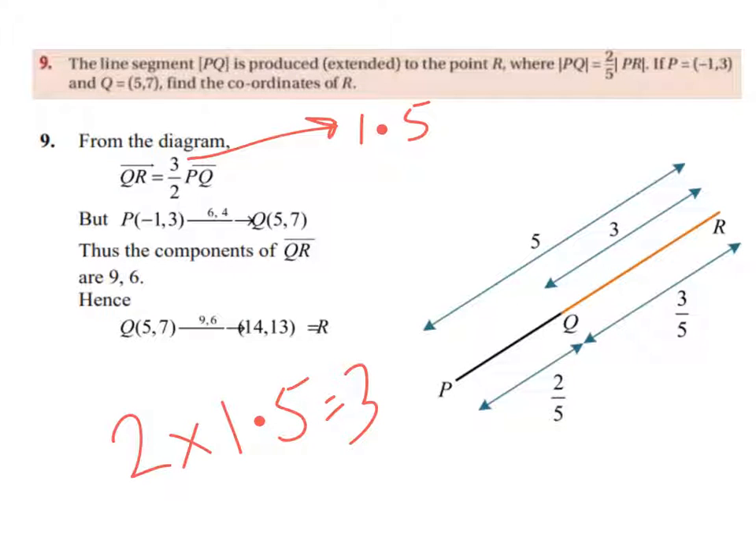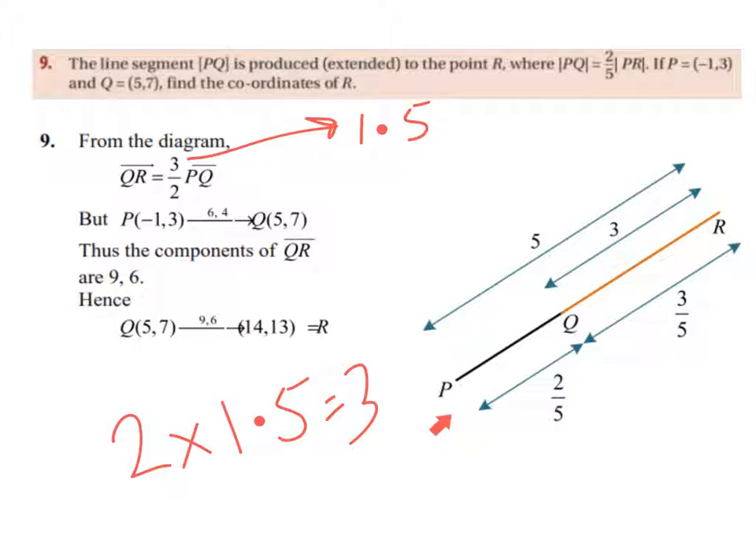So if we draw it out, we have a better idea of what's going on. So PQ, this is the line PQ drawn in black, is extended to the point R, where PQ is 2/5 of PR. So PQ is 2/5 of PR.